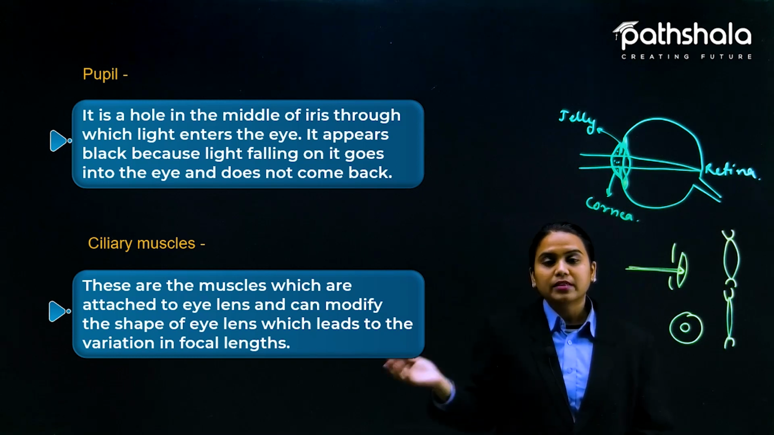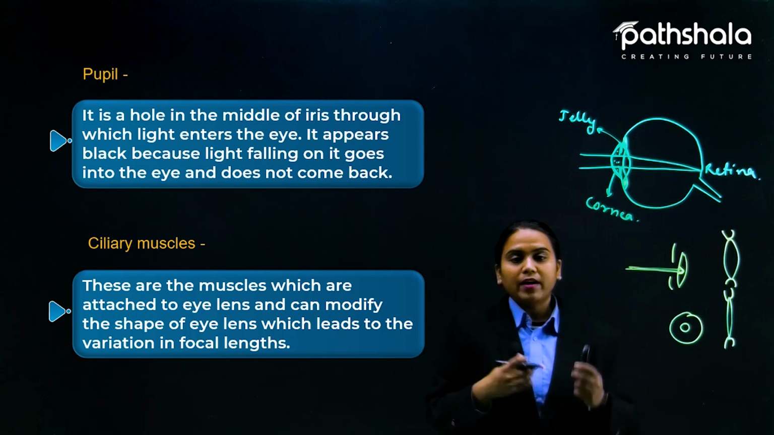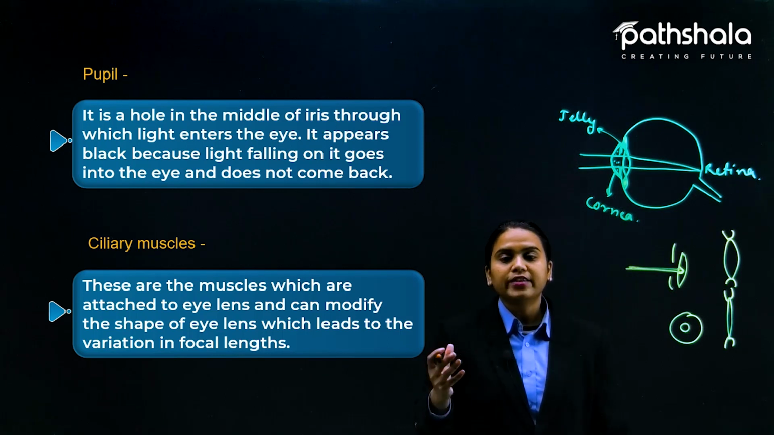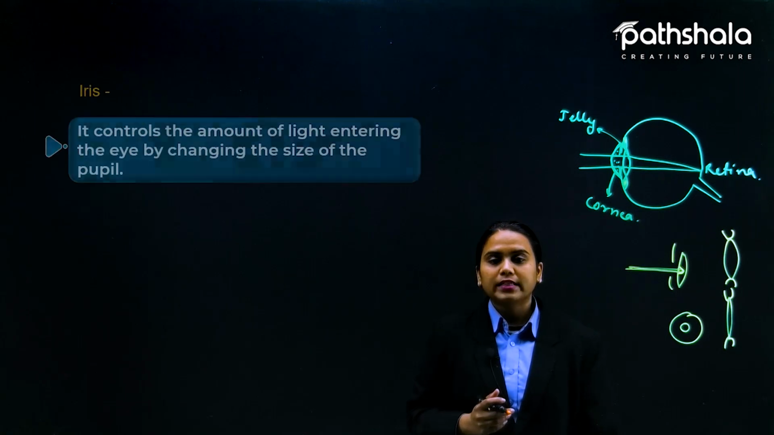Okay, so these are the muscles which are attached to the eye lens and can modify the shape of the eye lens, which leads to the variation in the focal length. Okay, now what is next?